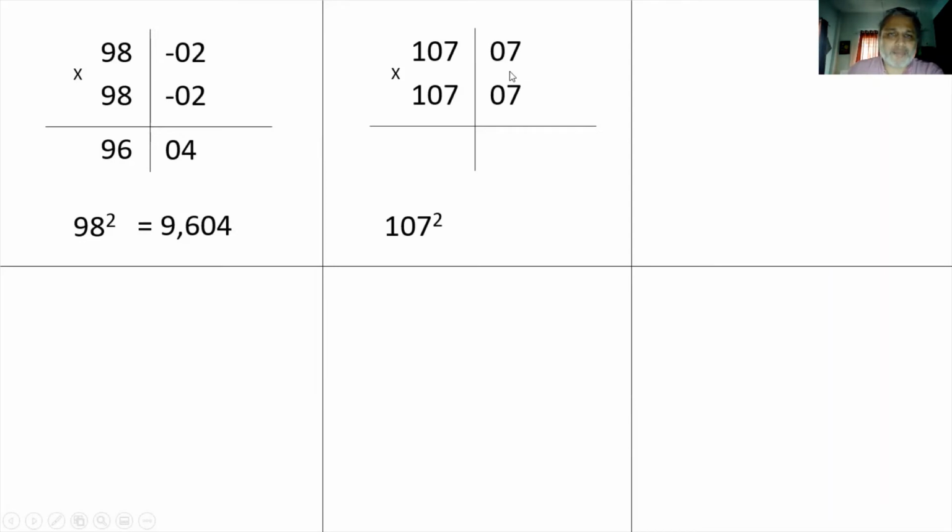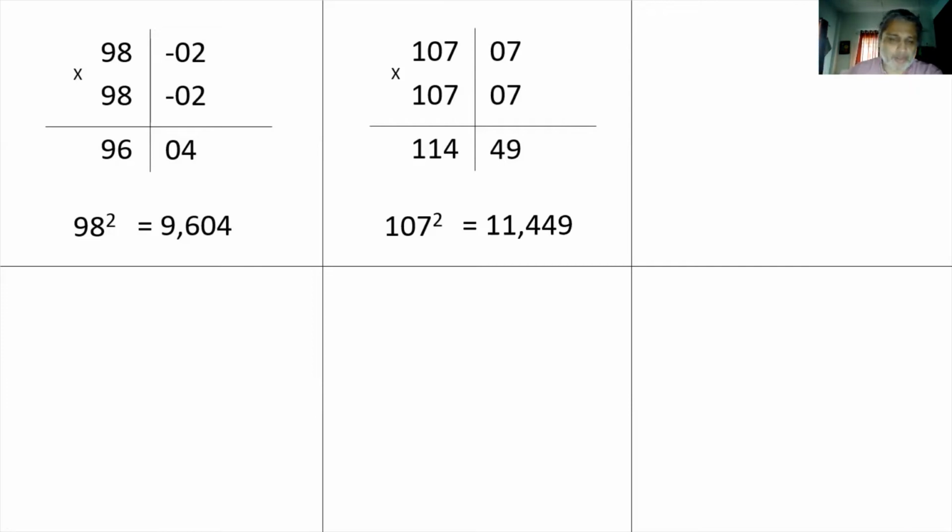Now the rule remains the same. The next step is you have to add the cross numbers. So 107 plus 7 is 114. And then you have to multiply the differences or the distances from the base. That is 7 into 7 is 49, and that we write in 2 digits because the base is 100. And that is your answer. 11449 is the square of 107.